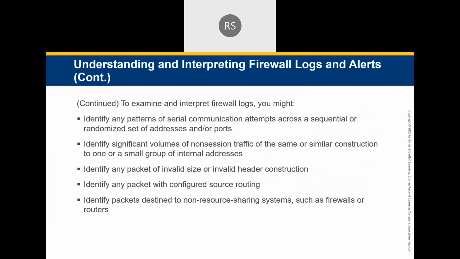Also, when you're looking at the logs, you may identify any packets with invalid size or invalid header construction, as these anomalies may indicate a malicious intent. You identify packets configured with source routing. This could be an attempt to manipulate the packet's path. Finally, you identify packets destined for non-resource sharing systems, such as your firewalls or routers. This may signify suspicious behavior.